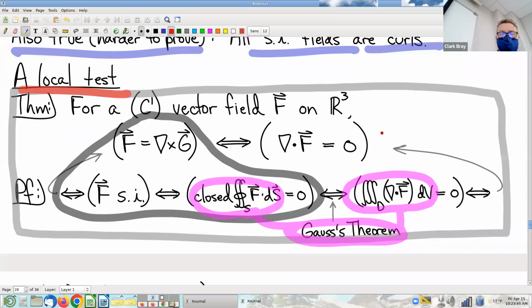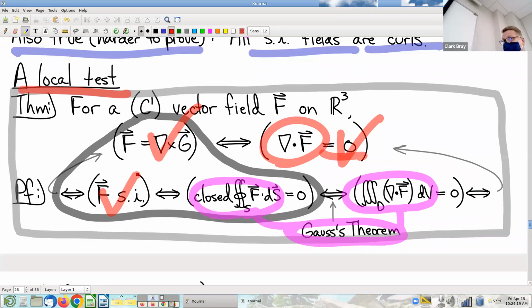And so our local test is, if you have yourself a vector field and you'd like to know, hey, is my vector field a curl of something? Does it have an anti-curl? More likely, is my vector field surface independent? Which is a really nice feature to have, and I'll show you why in a minute. You can decide whether it's surface independent just by taking the divergence. Take the divergence, see if you get zero. If you get zero, then yeah, it's a curl, it's surface independent, go crazy. Does that make sense?